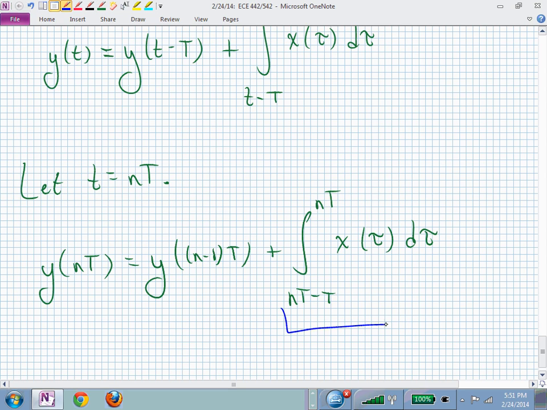And every one of these numerical integration strategies or techniques that we will talk about today all deal with how do we approximate that integral. How do we approximate the area underneath x of t?